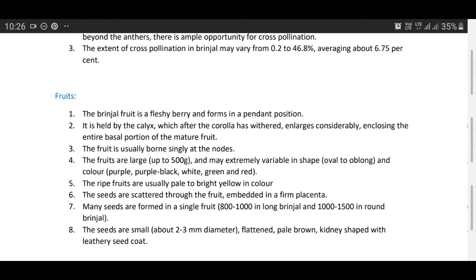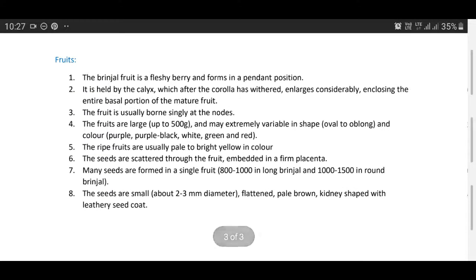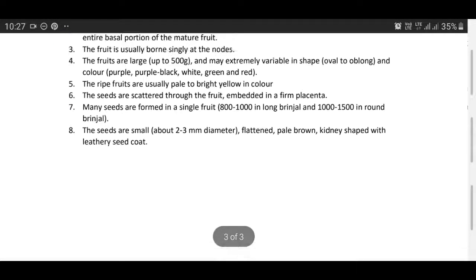The seeds are scattered throughout the fruit in the flesh, embedded in a form of placenta. Many seeds are formed in a single fruit, 800 to 1000 in long brinjal and 1000 to 1500 in round brinjal. The seeds are small, about 2 to 3 mm in diameter, flattened, pale brown, kidney shaped with a leathery seed coat.